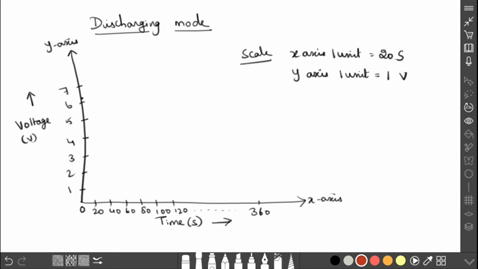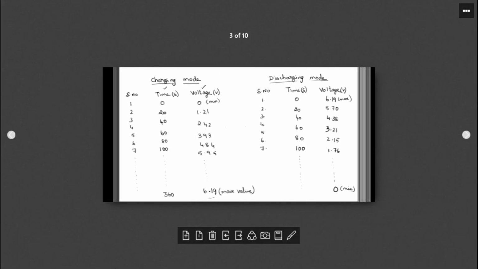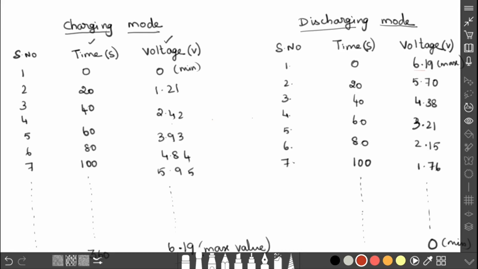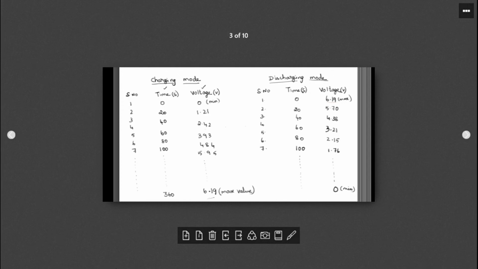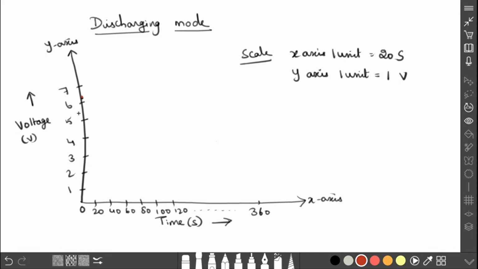Let me show the tabular column so that you will get an idea about it. See here, we start at 0, 6.19 maximum value. It slowly, gradually decreases and reaches 0. So the same thing we have to do now. See here, it starts from 6.19 and we will get a graph like this. After plotting this graph we have to find out the time constant.